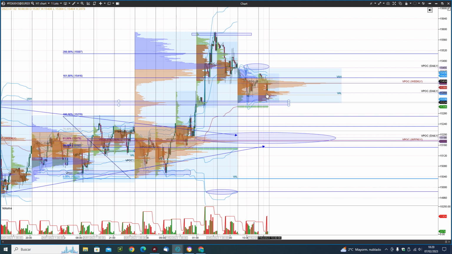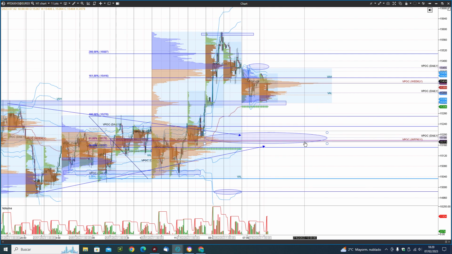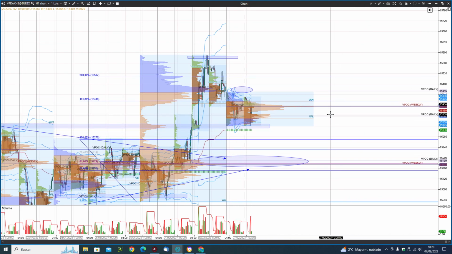at 15,306. If the price breaks this zone, our main target would be this point, 1584. And about higher targets, the main target would be the value area high of last week and this high volume node exactly at 15,454. If the price continues rising, it could go to the maximum of last week, about 15,583.